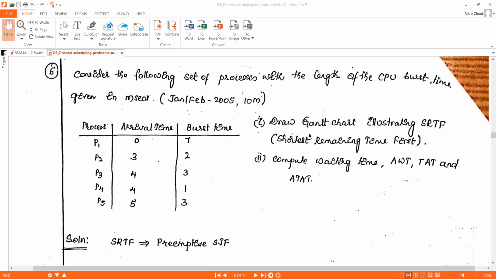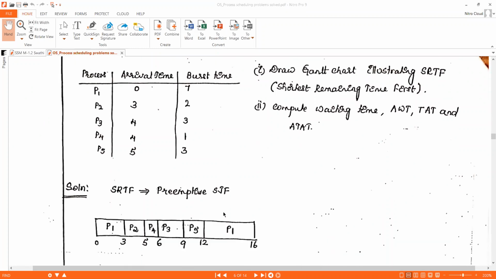Using that, they have asked us to draw the Gantt chart and compute the waiting time, average waiting time, turnaround time, and average turnaround time. So SRTF is also called preemptive shortest job first algorithm. Using this preemptive shortest job first scheduling, we'll see how to draw the Gantt chart.